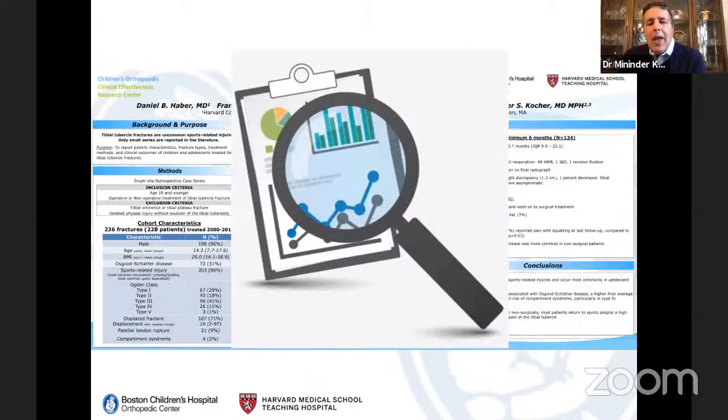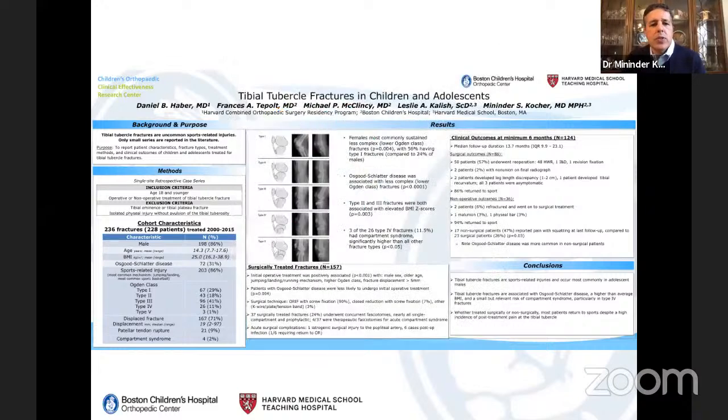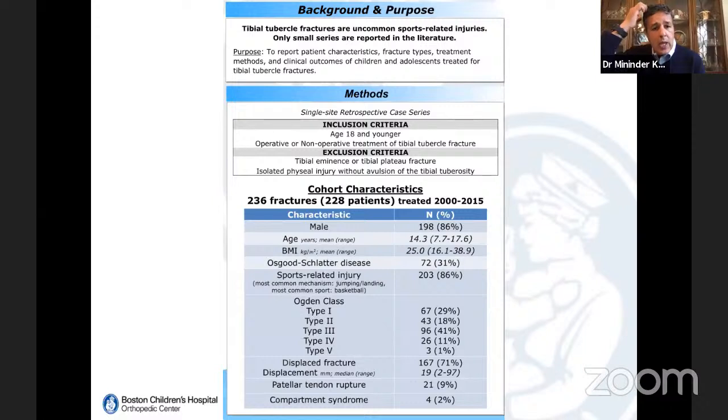The literature has a number of tibial tubercle apophysis fracture studies that were relatively small. We wanted to look into this in more depth. So this was a research study that we presented at POSNA and is now currently in press. We looked at a larger group of tibial tubercle apophyseal fractures in children and adolescents. I'll just highlight a few areas. We looked at 236 fractures in 228 patients over a 15-year period at our institution.